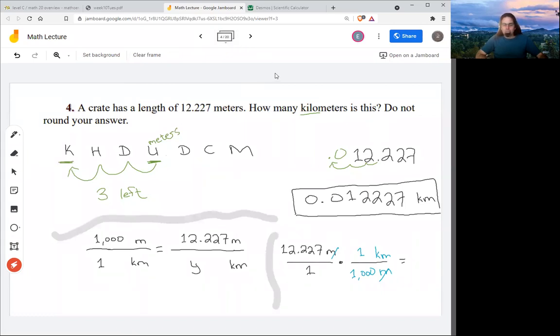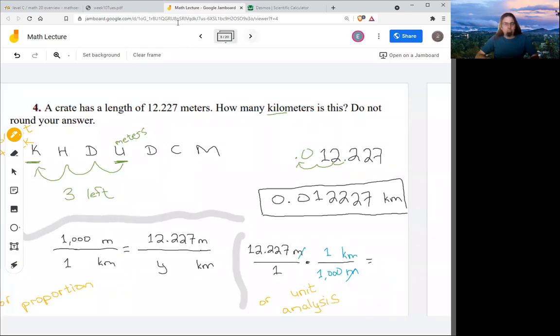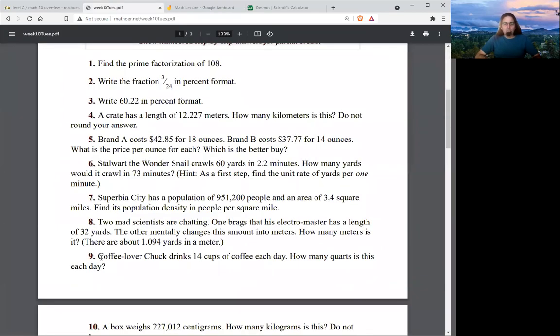Questions on number 4? I'm going to label things just so it looks a little better for the archive. So. Everyone okay with 4? Yeah.